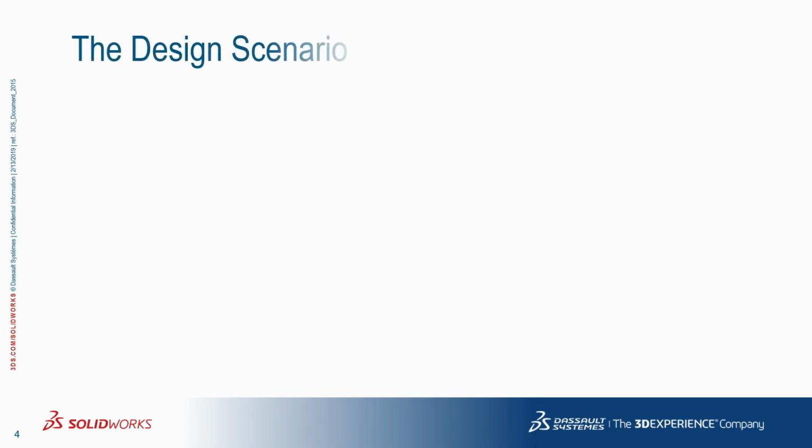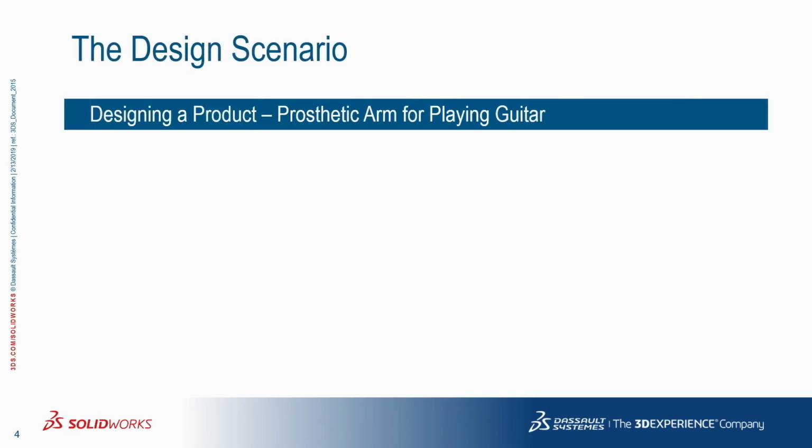All right. So let's talk about the design scenario. So you may be wondering, what are we going to actually create, right? So we're designing a product. That product is a prosthetic arm to allow somebody to play guitar. And we were inspired. We saw this. There's an actual design online, which I'll show you some images of. It's a real product, and we made our own version of it. So I think it's a really great blend of something real, but something edgy and cool, and you'll see it come together.